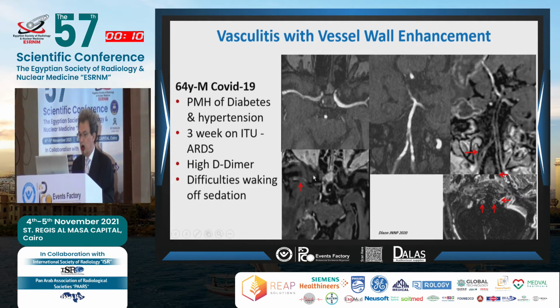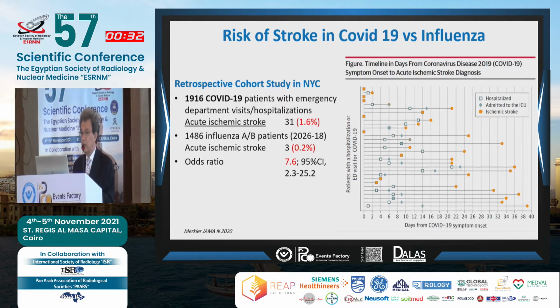But if you give contrast, you can see here the vessel wall enhancement. Now, contrast alone is not enough. You have to use the black blood technique, in which you suppress all the signals from the blood, and then you can see very nicely the enhancement of the vessel wall. And that would then be supporting the diagnosis of a vasculitis.